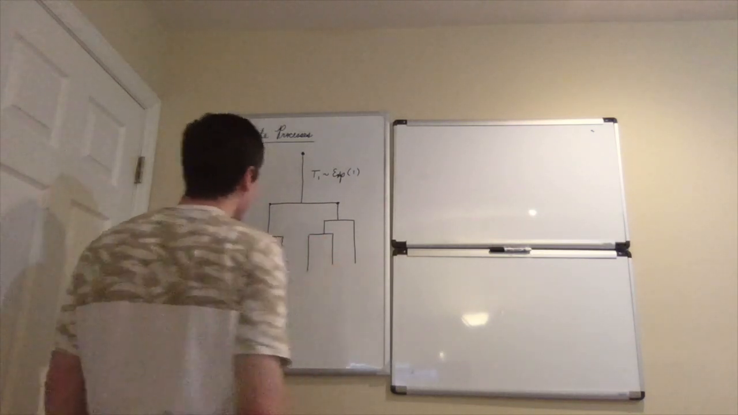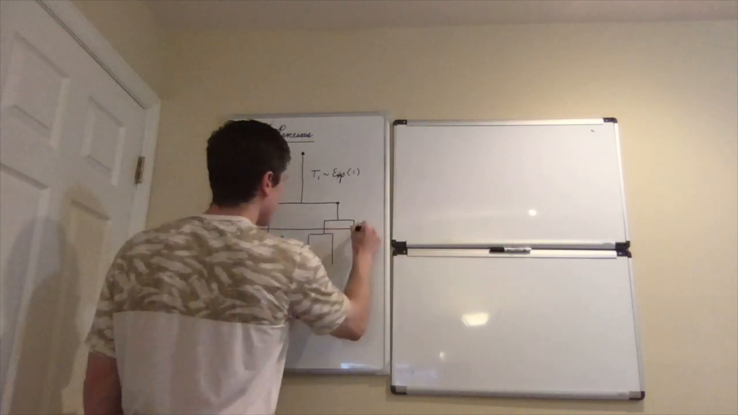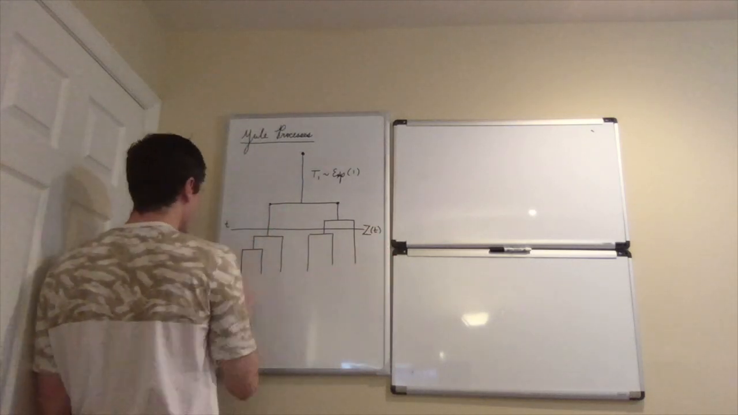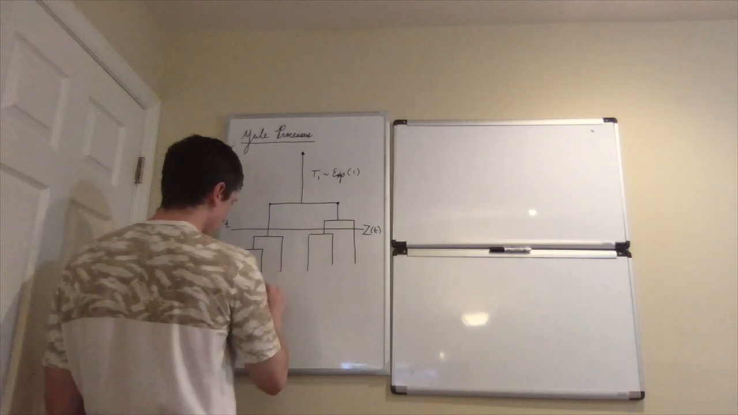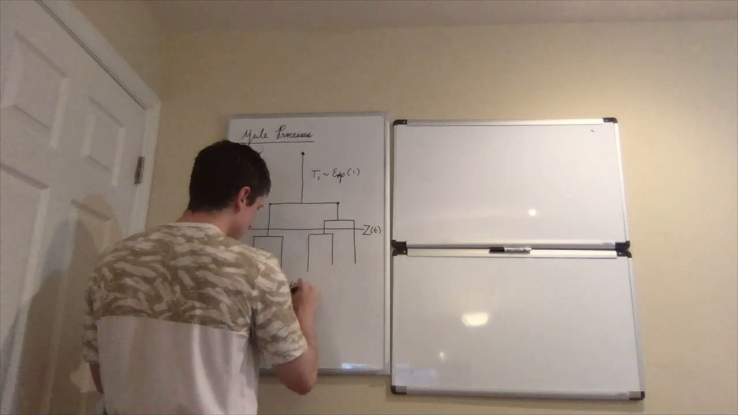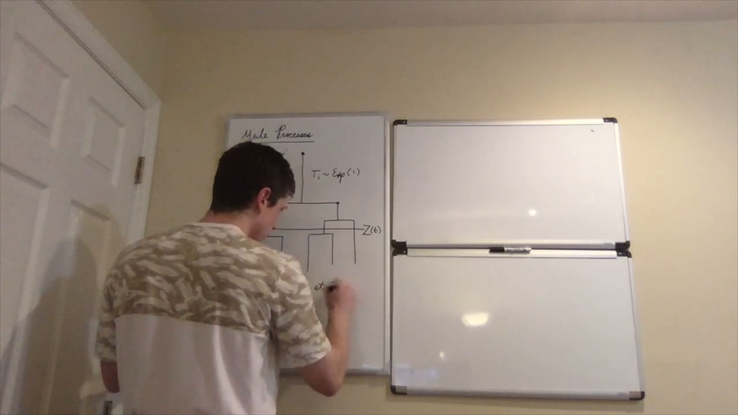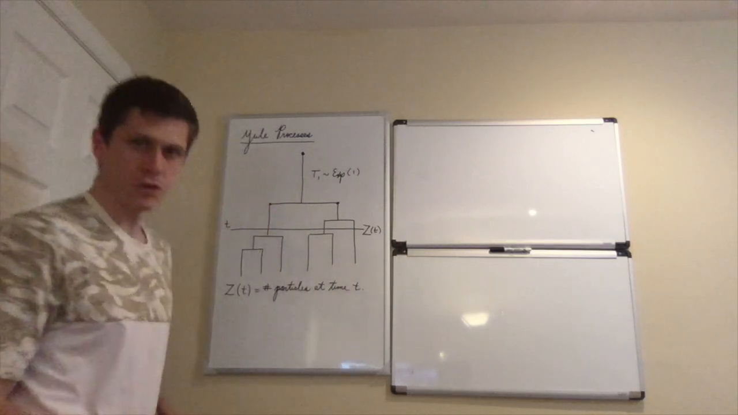Okay? And the process that we're interested in is the one that counts the value Z_t at each time t, where Z_t is the number of particles alive at time t. Okay. And so that's the process that we're interested in.